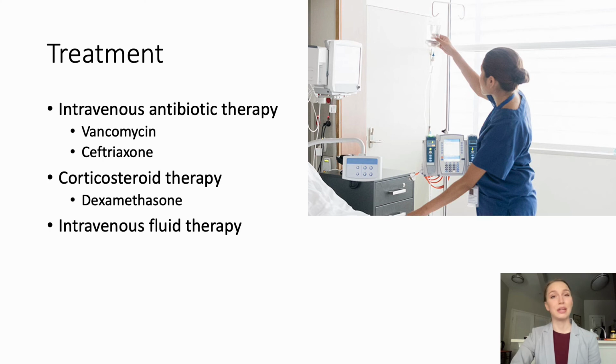Treatment for bacterial meningitis is intravenous antibiotic therapy, typically vancomycin and ceftriaxone. Of course, allergies must be assessed and changes to the treatment plan should be made as needed. Additionally, corticosteroid therapy, such as dexamethasone, helps to decrease inflammation. Along with treating the infection and inflammation, supportive therapies such as IV fluids and nutrition therapy will be included as well.